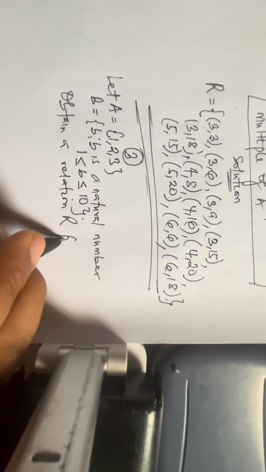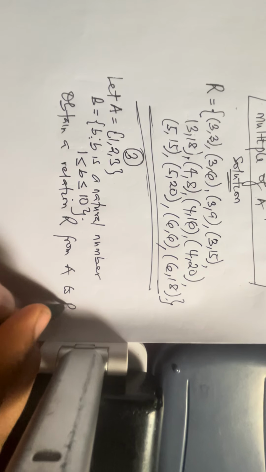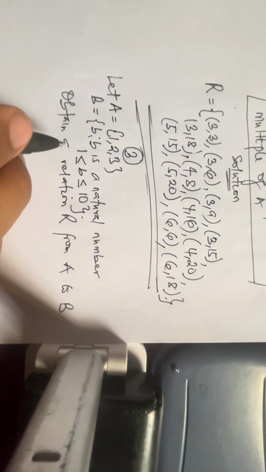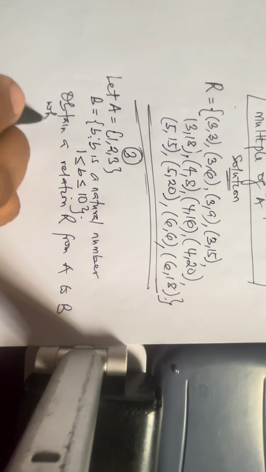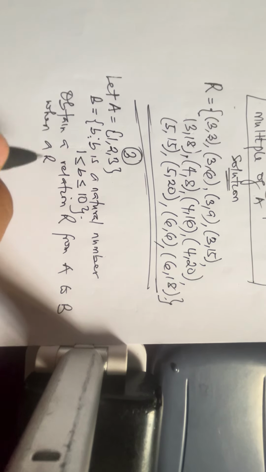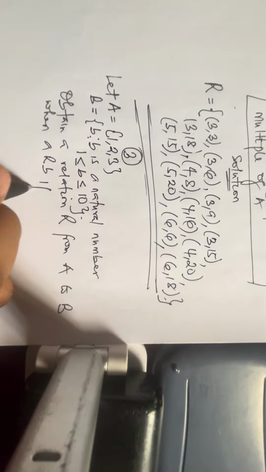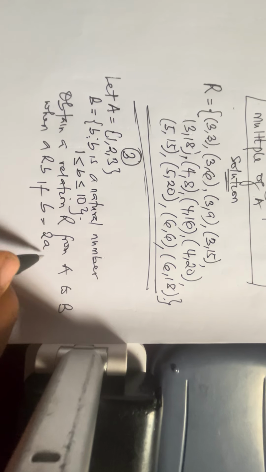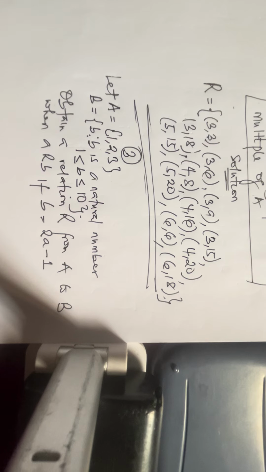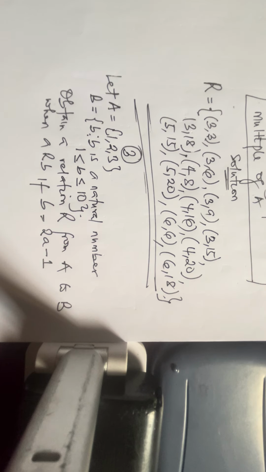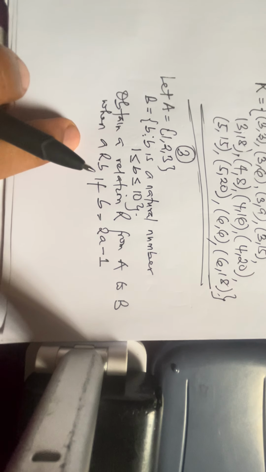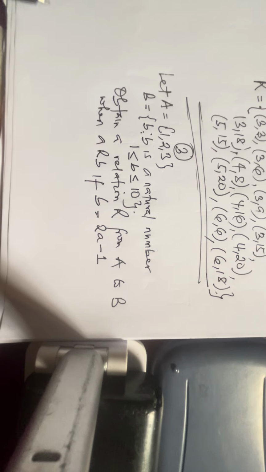Okay, now we are being told to obtain a relation arrow from A to B, when A relation B, if B is equal to 2A minus 1. All these things are just plain English. So how do we navigate through this? I'm going to be explaining it for you.